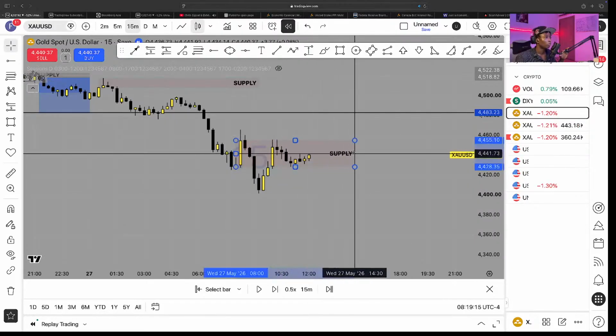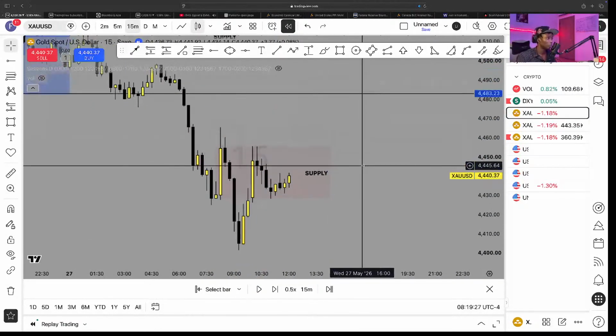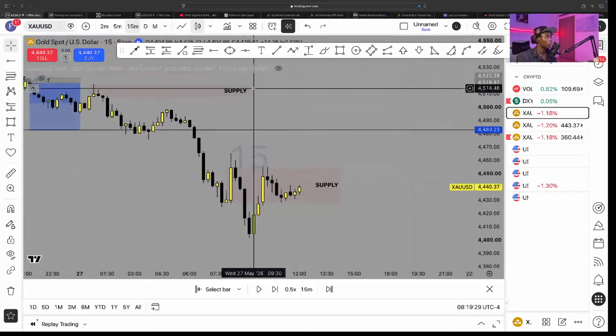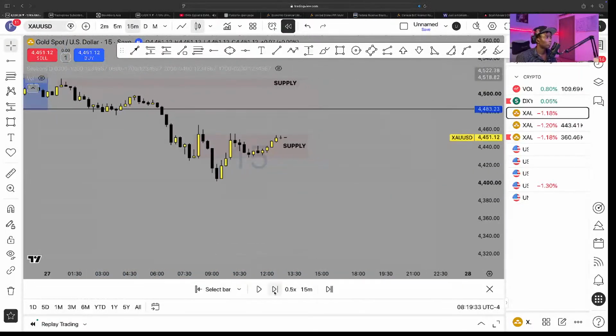I'm only going to trade a kind of supply like this with confirmation. I'm not just going to jump into the supply. I'm going to trade something like this with confirmation. So let's see if we're going to have a confirmation in here. I'm going to take the trade, but if not, let's just keep playing price to see.